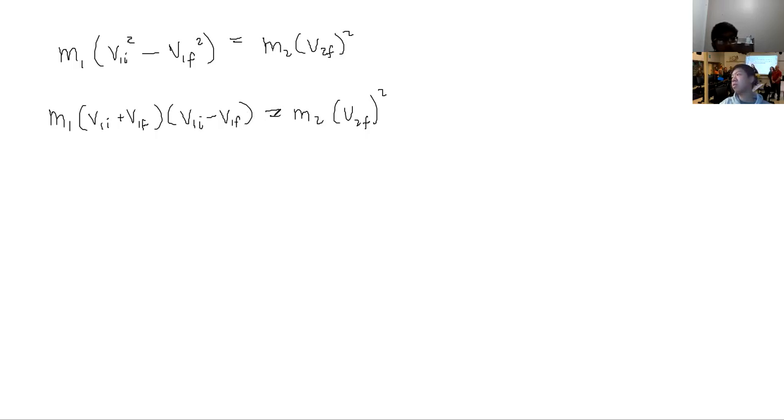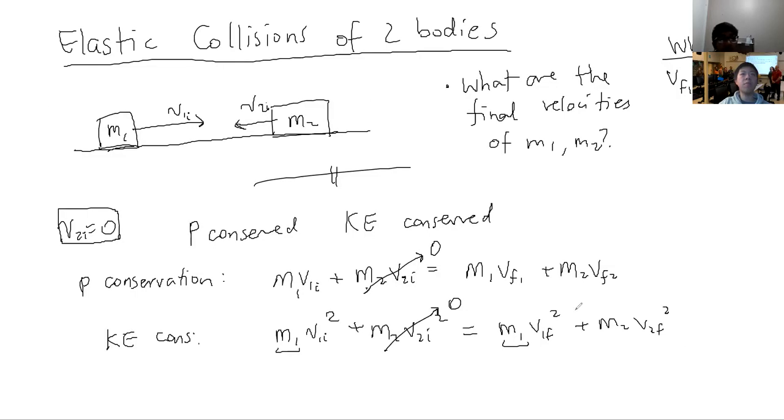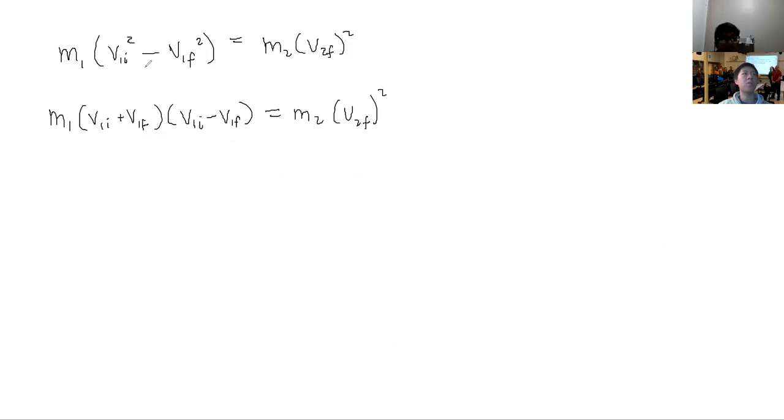This looks good so far. But now we look at the first equation, which is the conservation of momentum. Conservation of momentum says that M1 times (V1I minus V1F) is equal to M2 V2F. So this thing here looks really familiar. Why do you subtract I minus F and not F minus I? Because we had I squared minus F squared equals I plus F times I minus F.